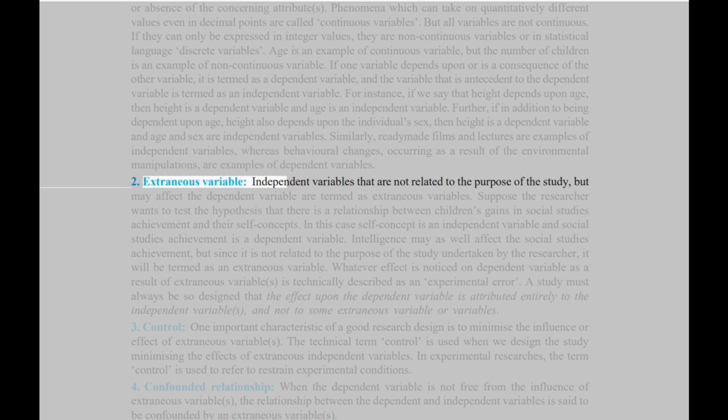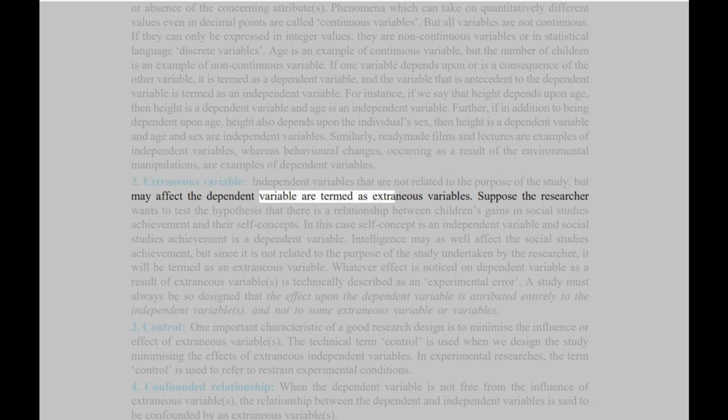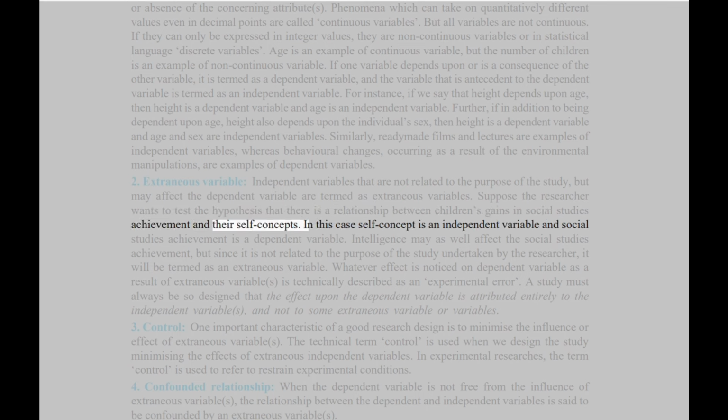2. Extraneous variable. Independent variables that are not related to the purpose of the study but may affect the dependent variable are termed as extraneous variables. Suppose the researcher wants to test the hypothesis that there is a relationship between children's gains in social studies achievement and their self-concepts. In this case, self-concept is an independent variable and social studies achievement is a dependent variable.